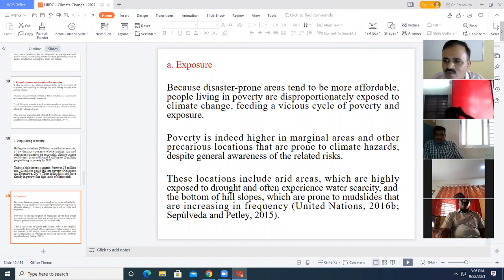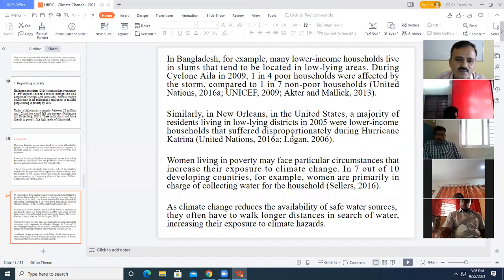So naturally, they are more prone to this type of climatic hazards, and that impacts their livelihood. That is the first exposure to poverty. So there are some studies. For example, in Bangladesh, many lower income households live in slums that tend to be located in low-lying areas.